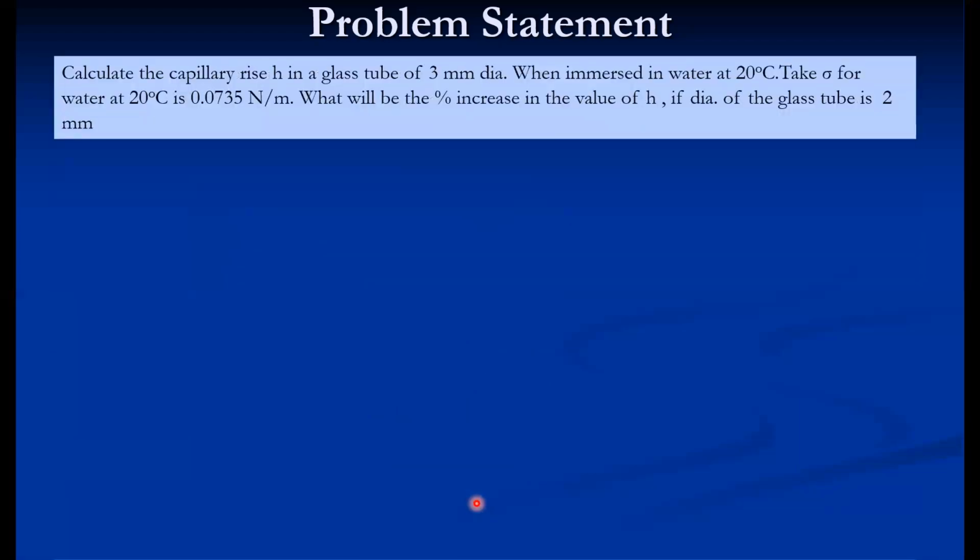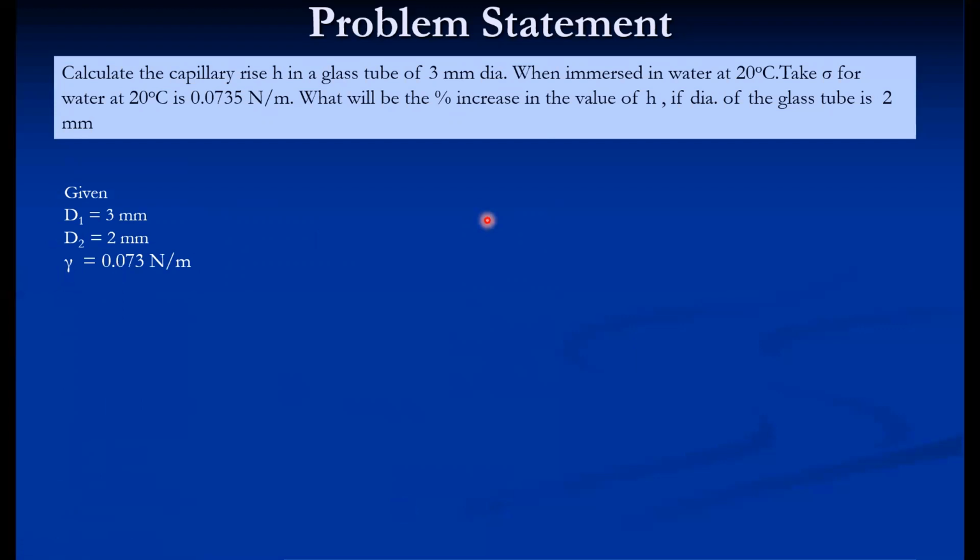In the next problem, calculate the capillary rise H in a glass tube of 3 mm diameter when immersed in water at 20 degrees Celsius. The sigma of water at 20 degrees Celsius is 0.073. Again, this is a printing mistake, it is sigma here. What will be the percentage increase in the value of H if the diameter of the glass tube is 2 mm?